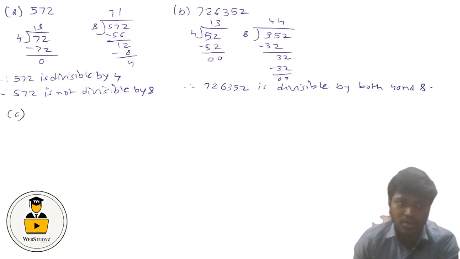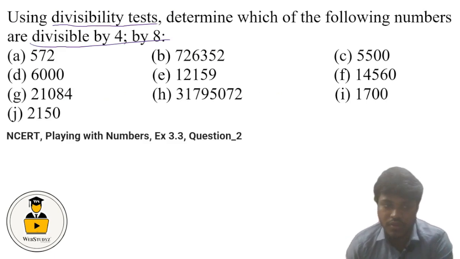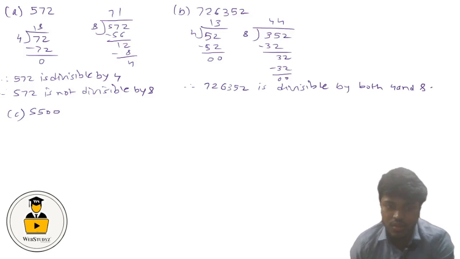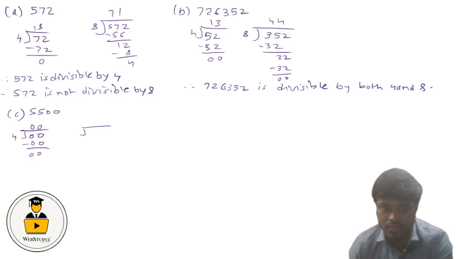Now let us consider the next. So we have 5,500. To check the divisibility by 4, we will again consider the last two digits. Now 4 zeros are 0, so it is divisible by 4, and for 8 we will consider the last three digits. So we will have 500. Now 8 sixes are 48, so we subtract and get 20. 8 twos are 16. So we are left with 4.